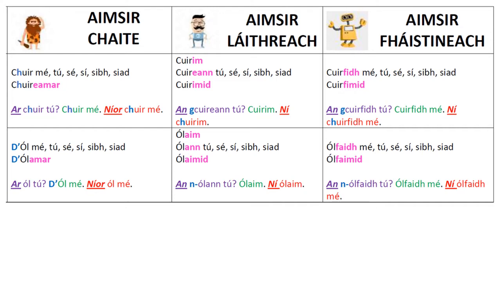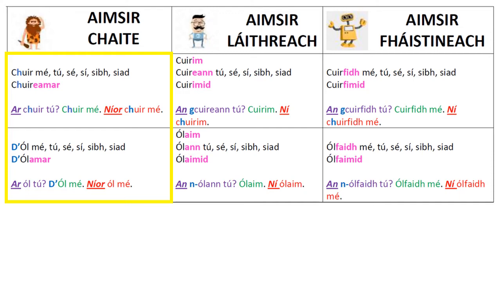And you know from English, aimsire caite, past tense, is things like I did it, I was doing it. Aimsire láithreach, present tense, I do it every day. Aimsire fháistineach, future tense, I will do it. So let's have a look first at the aimsire caite. I'd say you know this quite well, but let's have a look at our rules anyway.